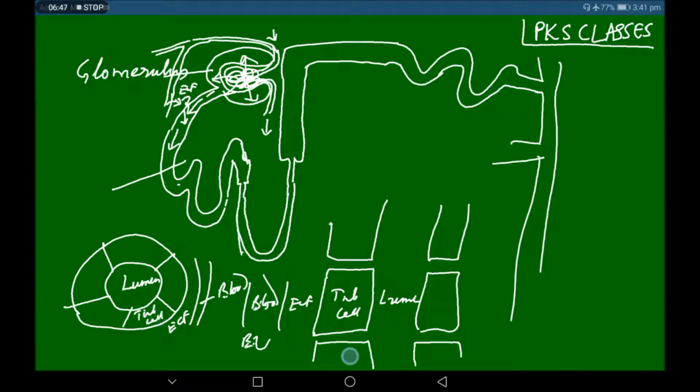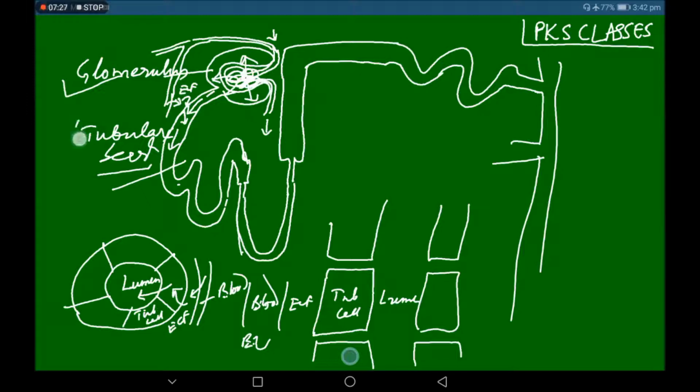Some protein bound drugs cannot be excreted by glomerular filtration. They are excreted through this pathway. From blood it comes to the extracellular fluid, from the extracellular fluid to the tubular cell, and from the tubular cell to the lumen. So it seems as if it is secreted from the tubular wall. This is called tubular secretion. So one process is glomerular filtration, and the second process is tubular secretion.